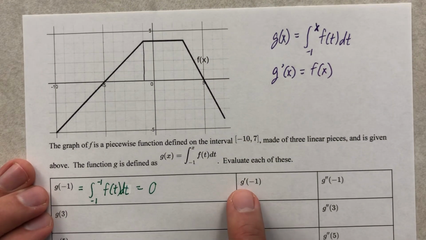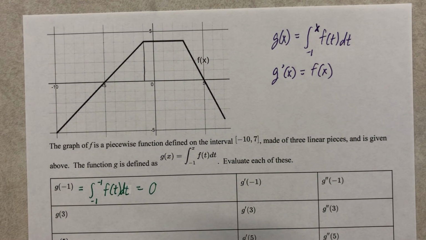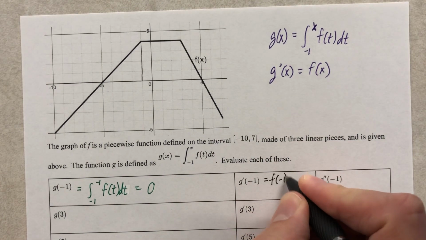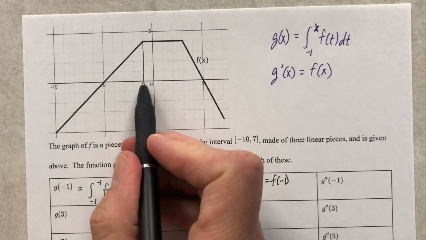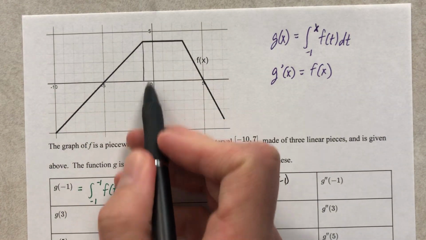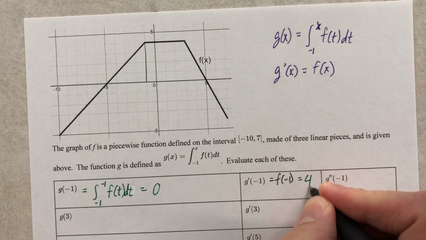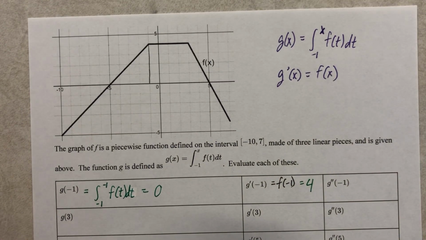So when they say, what's g prime of -1? What they're really saying is, what is f of -1? Okay, well, f of -1, this is the graph of f. It's 4. So final answer is 4. Okay, don't make it harder than it is.